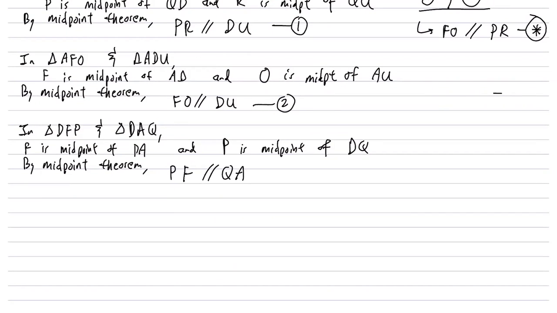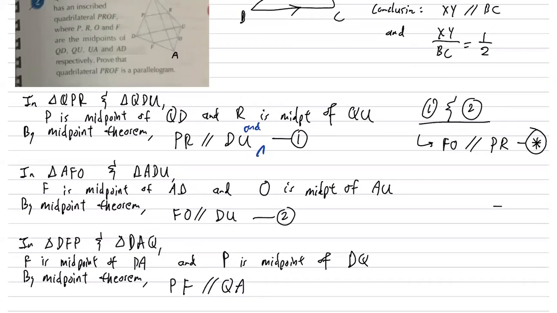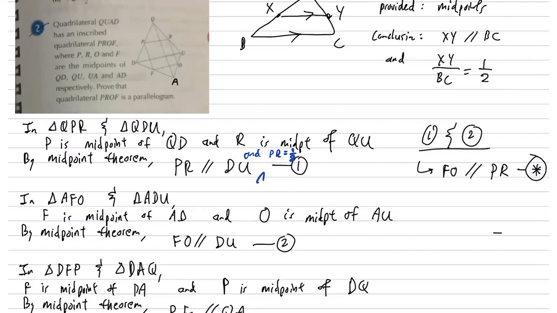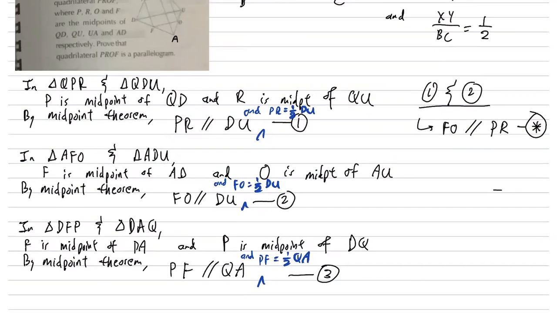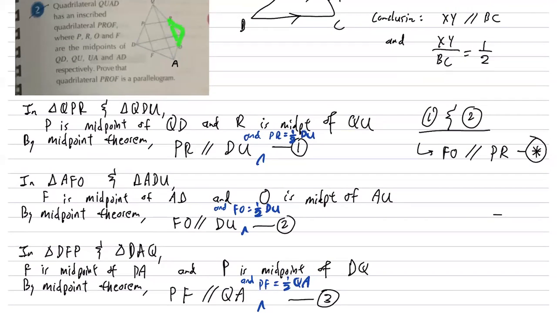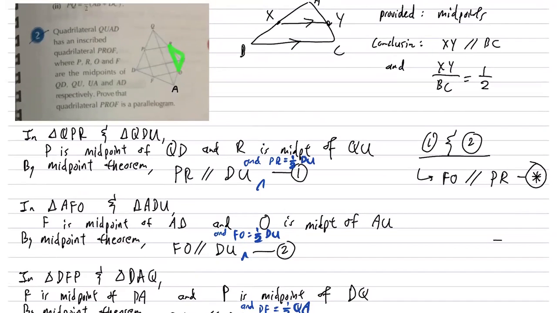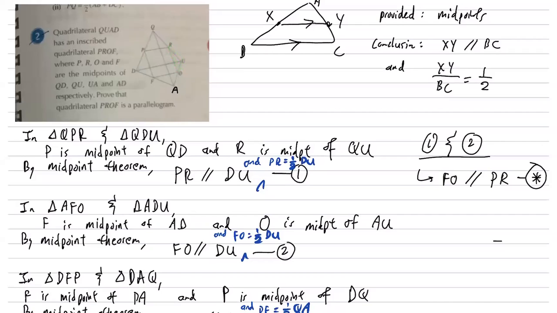Actually, the midpoint theorem doesn't just tell us that, it also tells us that PR equals half of DU, and FO equals half of DU, and also PF equals half of QA, but that's not relevant to us, so I didn't write that down. I hope you understand. So this is number 3. And finally, let's go for the last one. So RUO and QUA, right? Let's just write it down.